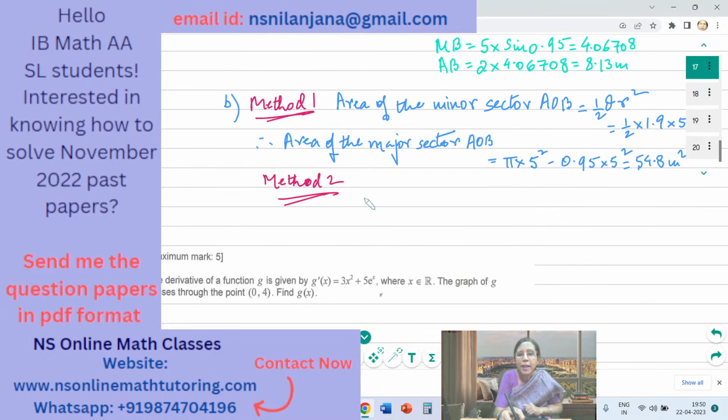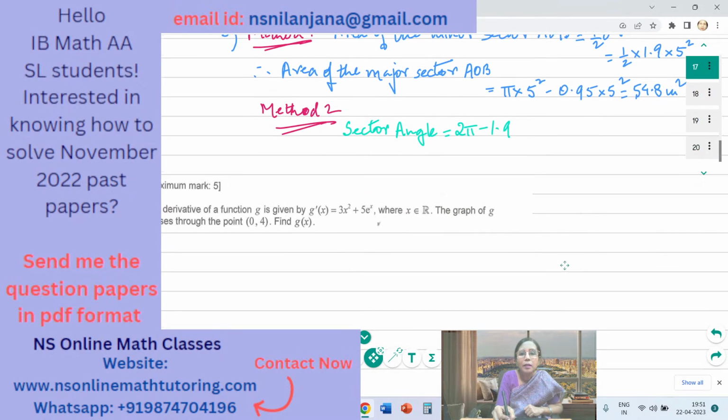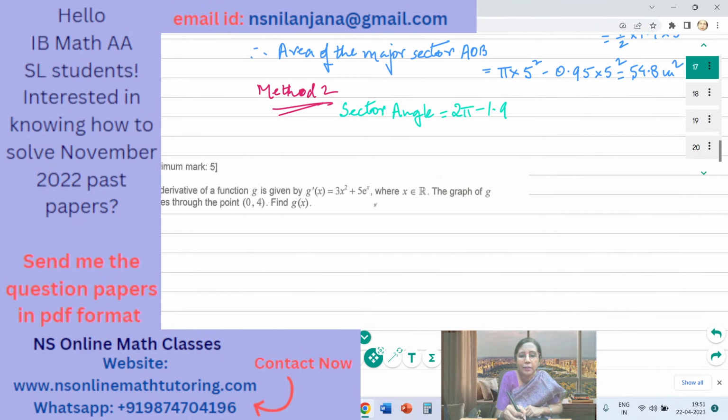So sector angle is equal to 2 pi minus 1.9, equal to whatever it is. Let us not calculate this part. I can calculate, but in that case, I'll be taking the first 3 or 4 digits and keeping it as it is.